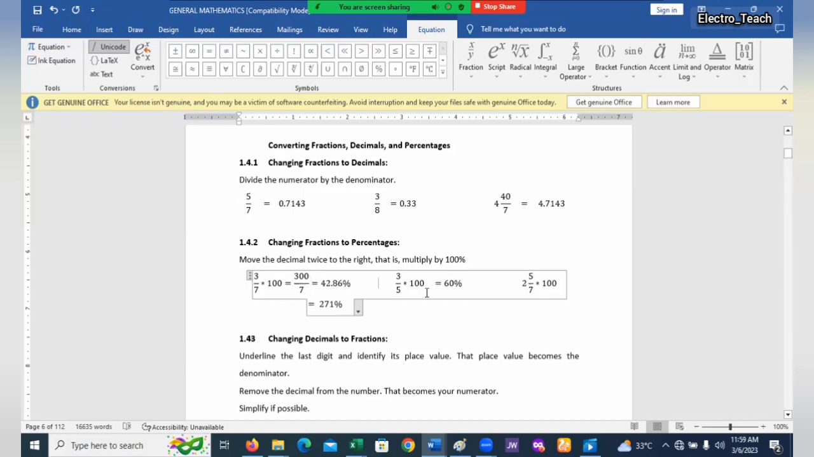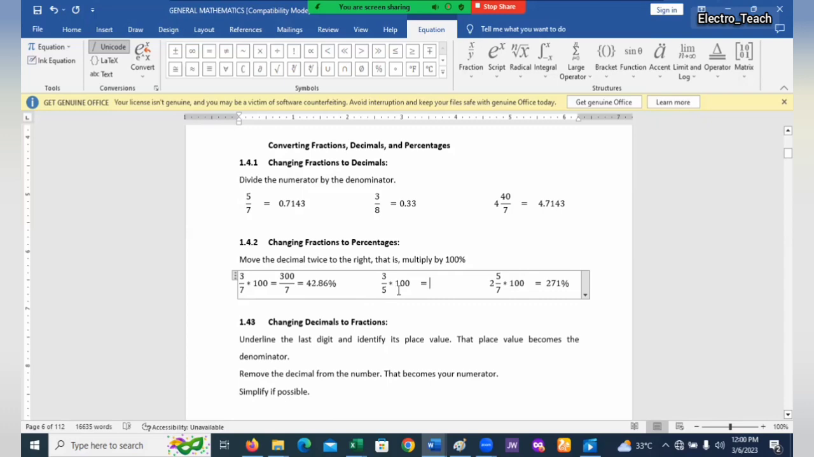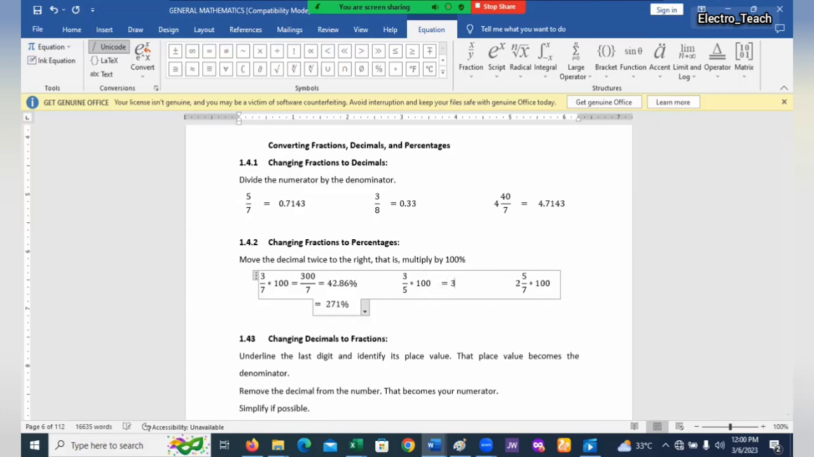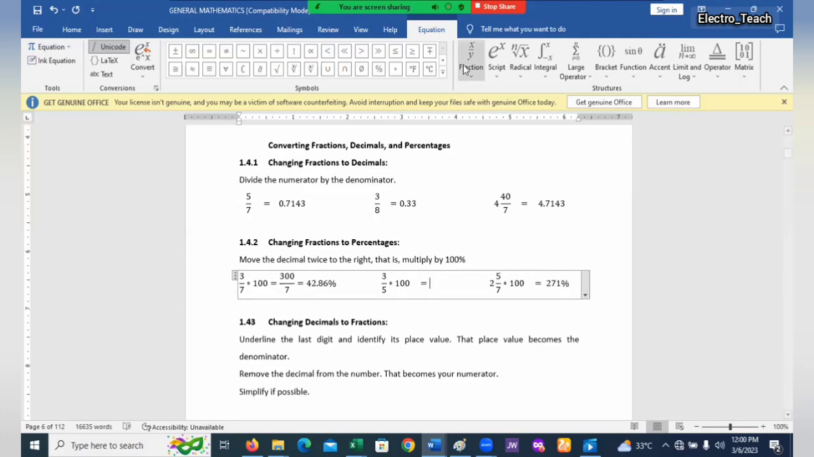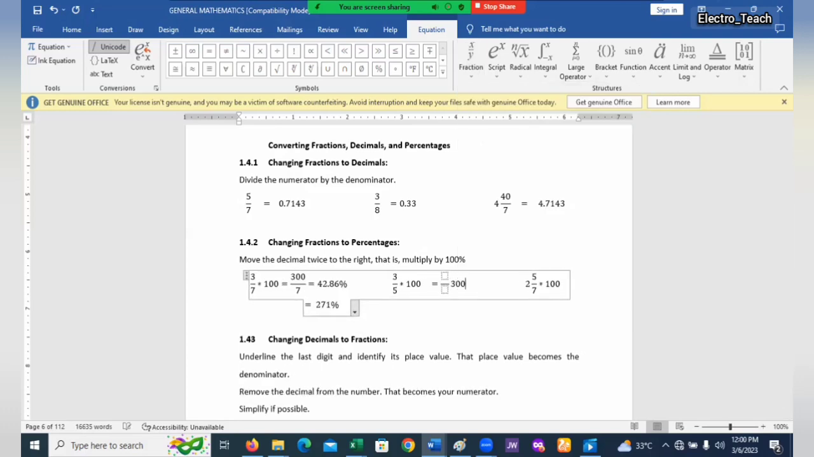All right. Also, this other example here, how did we arrive at 60%? Let's look at it. 3 over 5 times 100. That will be 3 times 100 divided by 5. That will be 300 divided by 5. So let's write it properly as a fraction. 300 here, divided by 5.